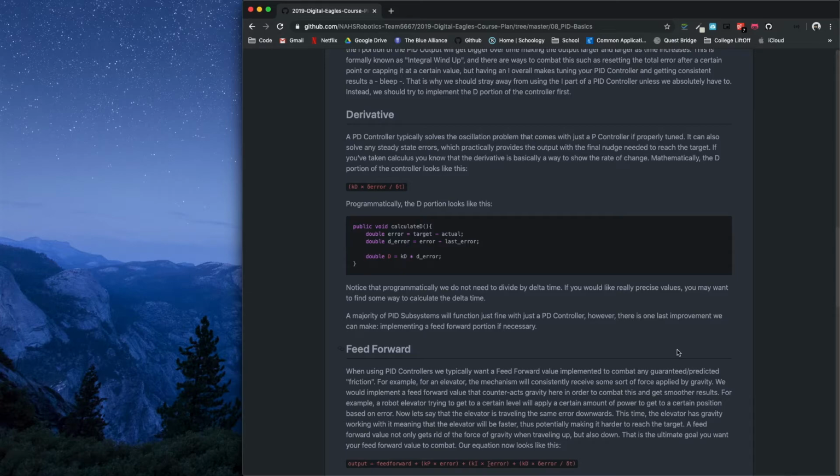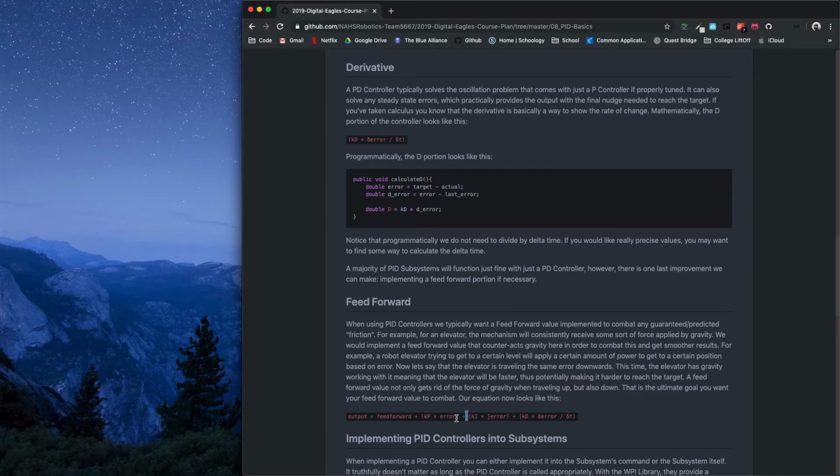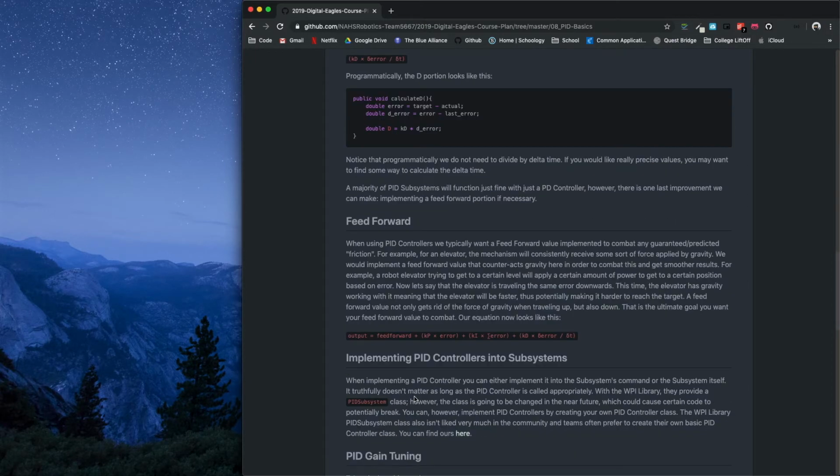So having that feed forward not only combats gravity going up, right? Because now that we're going up, we don't have to worry about the force of gravity pushing us down because that's canceled out. And then we just have that extra output that we have. But then also coming down, that sort of slows us down and accounts for the gravity coming down, right? And so that basically helps us be a lot more consistent when using something like an elevator. But this also applies to anything with guaranteed friction that you could predict or at least that exists. And so that's ultimately the goal that you want your feed forward value to combat. So the final equation implementing that feed forward looks like this, and the feed forward is just a standalone value, and so it's not really multiplied or anything. It's just sort of added.